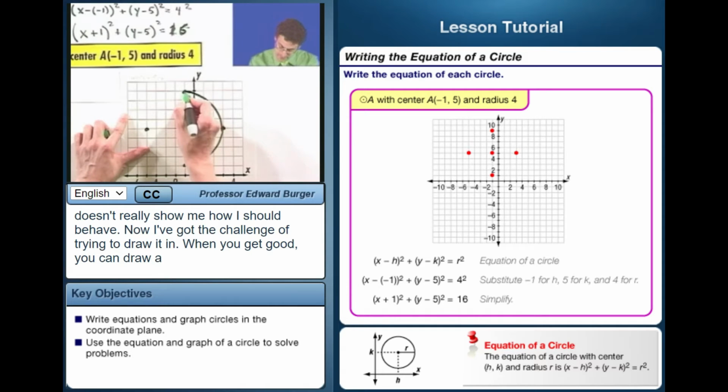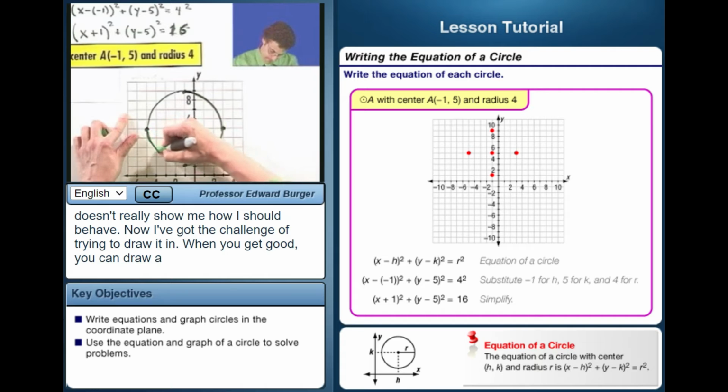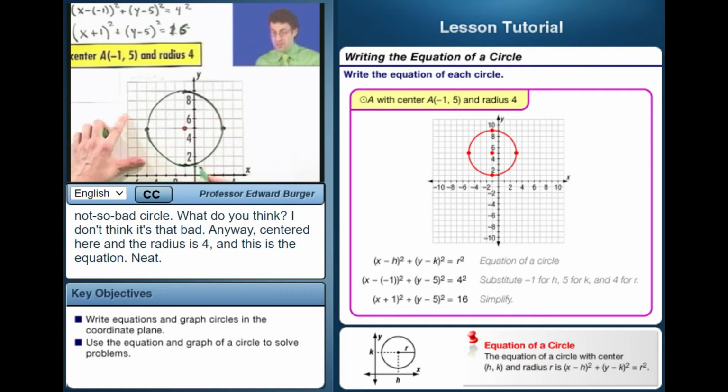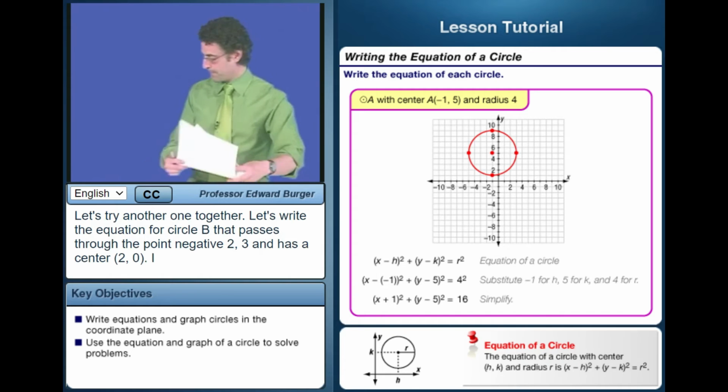When you get good, you can actually draw not a bad circle. What do you think? I don't think it's that bad. Anyway, centered here, and the radius is 4. And this is the equation. Neat. Let's try another one together.